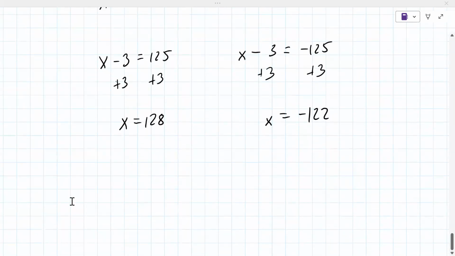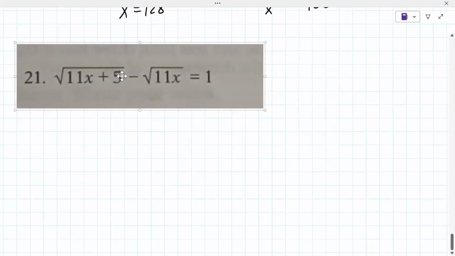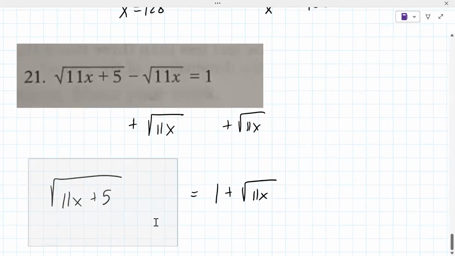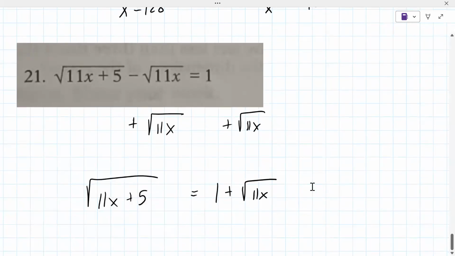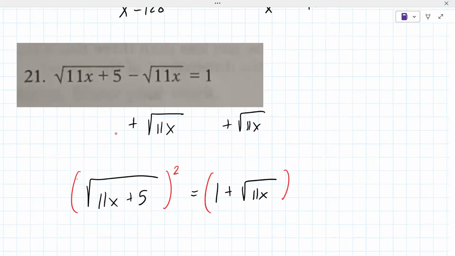And then 21. Right. You ready to move on to this one? All right. We're first going to add the square root of 11x to both sides. Square root of 11x plus 5 equals 1 plus the square root of 11x. Okay, let me get that down. Next, we're going to square both sides.